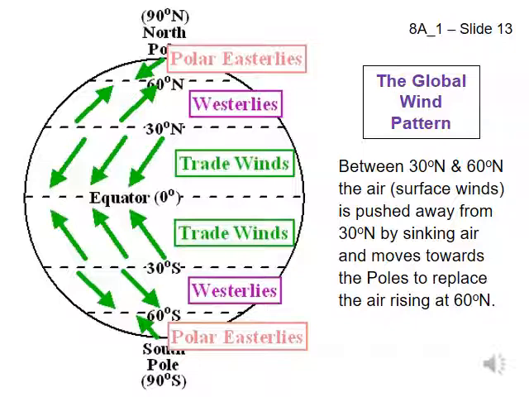The westerlies are the opposites of the trade winds, and the polar easterlies are the opposites of the westerlies. In other words, the polar easterlies go in the same directions as the trade winds. The global wind pattern map is an oversimplification. The global wind pattern map is a gross oversimplification of the winds.